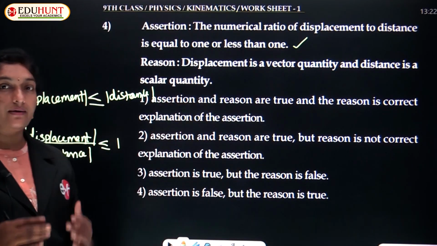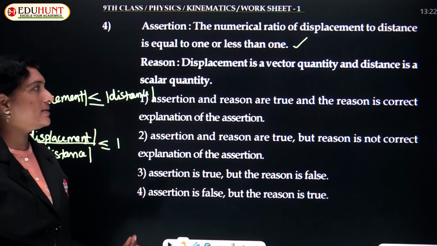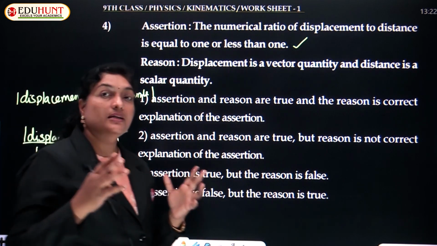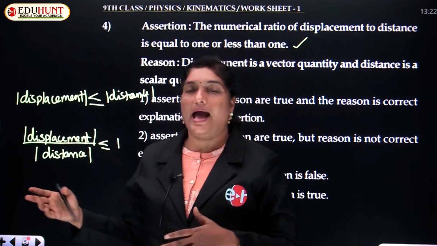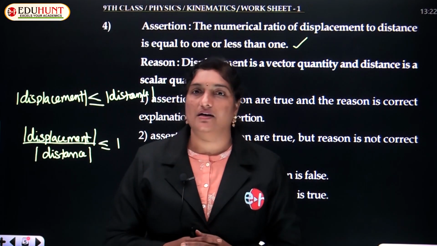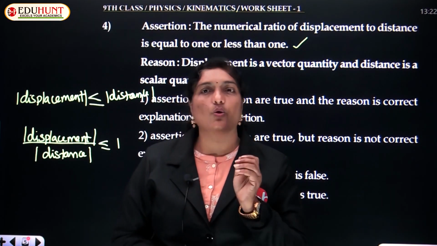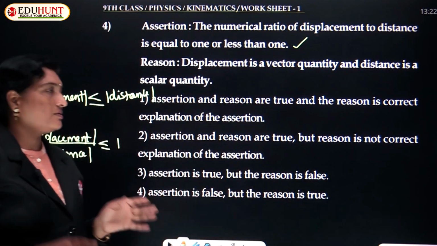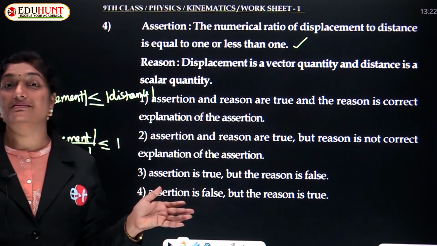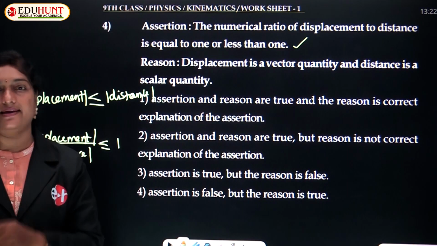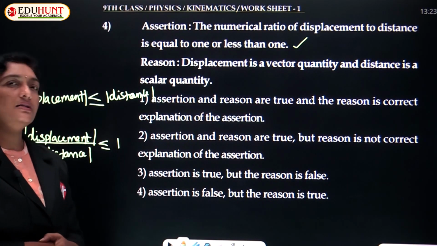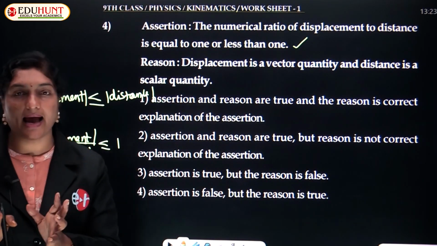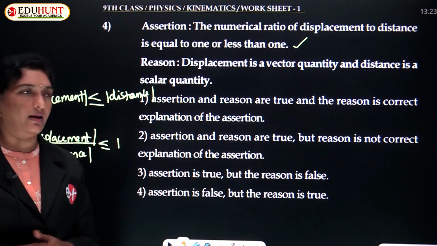Moving ahead with the next one, reasoning. Displacement is a vector quantity and distance is a scalar quantity. Is it true, children? Of course, displacement has both magnitude as well as direction. So, no doubt it is a vector quantity, whereas distance has only magnitude. So, it has nothing to do with direction. The path length covered by a body is called distance, but displacement has a specific direction. The distance covered by a body in a specific direction is called displacement. So, clearly displacement has direction, whereas distance doesn't have any.